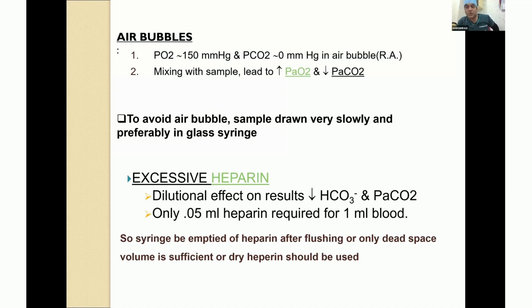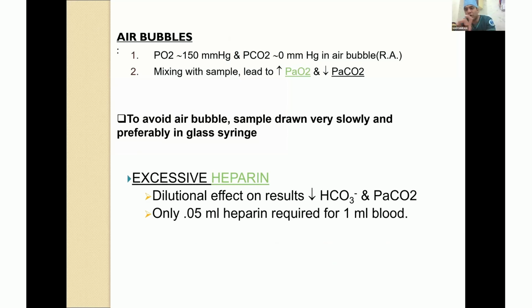How much heparin should you use while taking an ABG? The required amount of heparin is just flushing the syringe. That means you just have to cover the dead space. So just 0.5 ml of heparin is required per 1 ml of blood withdrawn.